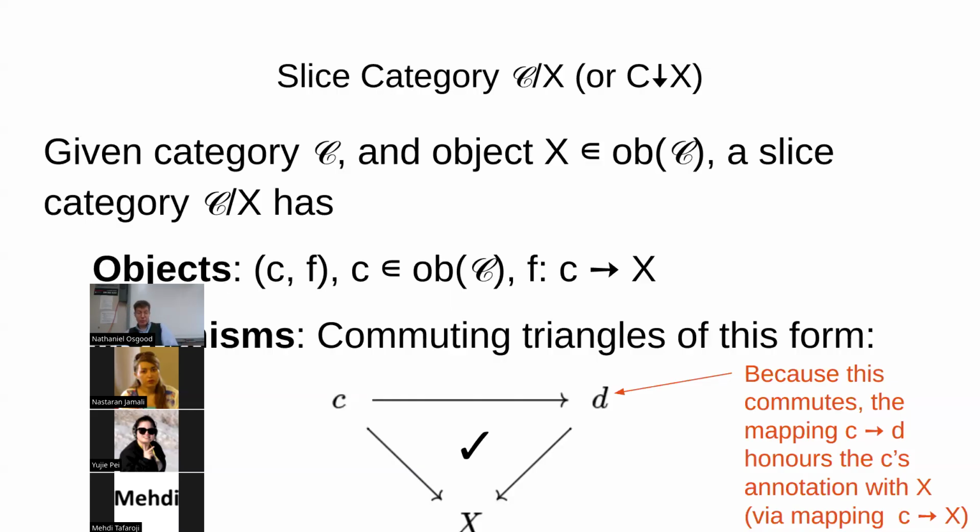What are the morphisms? Well, the morphisms are commuting triangles. That may really throw you, but bear with me here, and you'll see that it makes a world of sense. We're specifying they be commuting triangles fundamentally because we want as morphisms only things that honor this mapping to X, honor the annotation with X, okay?